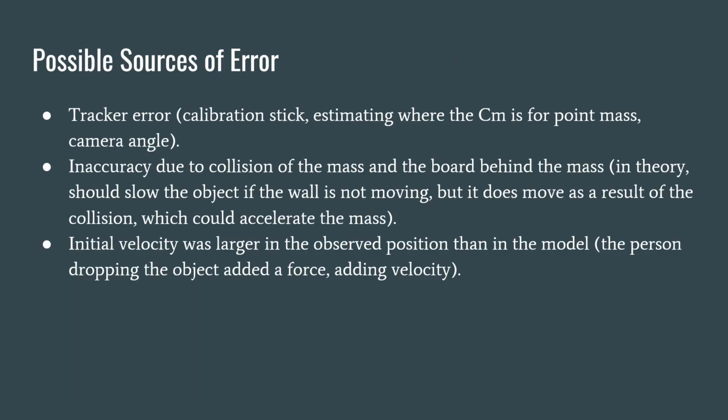Possible sources of error come from Tracker error, such as the calibration stick, estimating where the center of mass is for the point mass, or camera angle. There could also be error due to a collision of the mass with the board behind it. I think it moved the board, which could have accelerated the mass. And the initial velocity was larger in the observed position than in the model, so the person dropping the object probably added a force, adding some velocity.